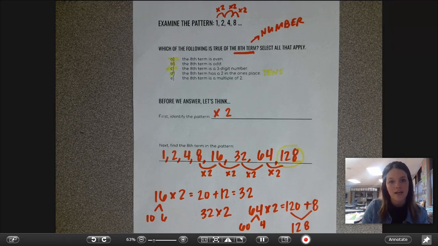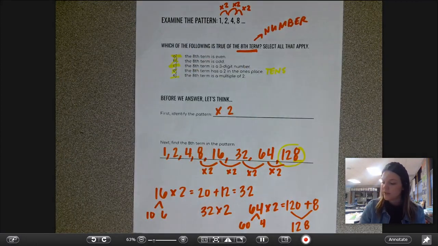Lastly, it says the 8th term is a multiple of 2. So I'm going to think back to the multiples that I learned a few days ago. Multiples of 2 means if I count or multiply by 2, I can get to that number. Well, if I know that 128 is even, and I know that even numbers are numbers that can be counted by 2s, then I know that 128 must be a multiple of 2.